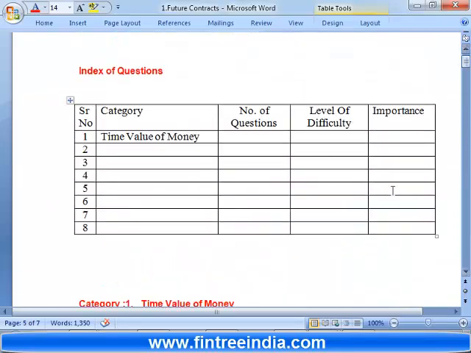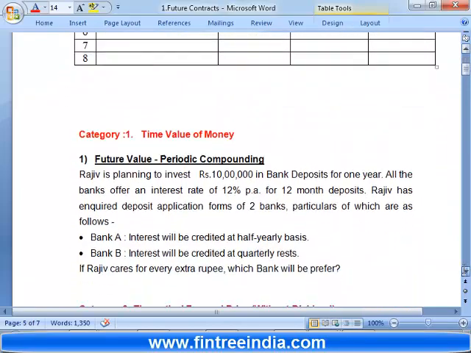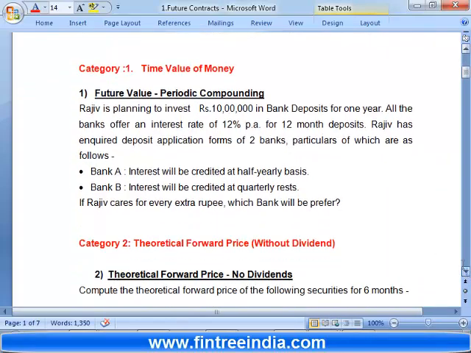So let's start with question number 1. It's a basic question to understand time value of money. Rajiv is planning to invest 10 lakhs in a bank deposit for 1 year. All the banks offer an interest rate of 12% per annum for a 12 month deposit. Rajiv has inquired about the deposit application forms of 2 banks, particulars of which are as follows. Bank A, interest would be credited half yearly. Bank B, interest would be credited with quarterly rest. If Rajiv cares for an extra rupee, which bank will he prefer?